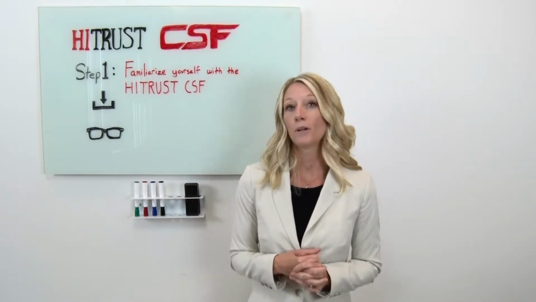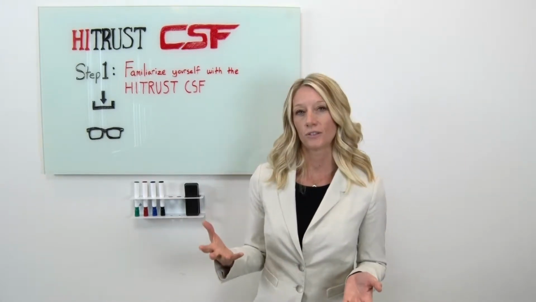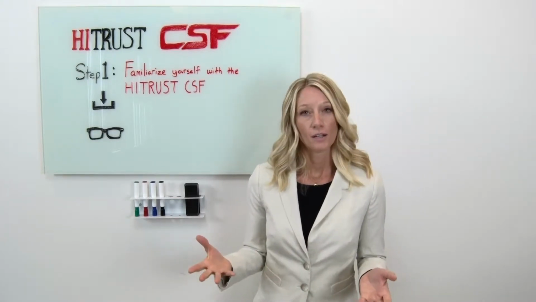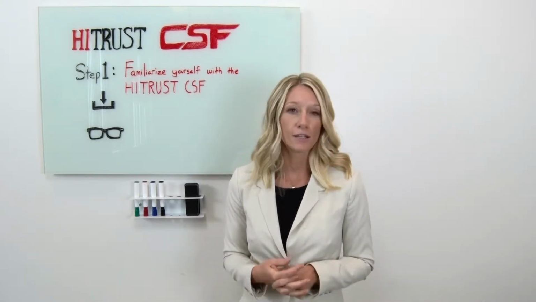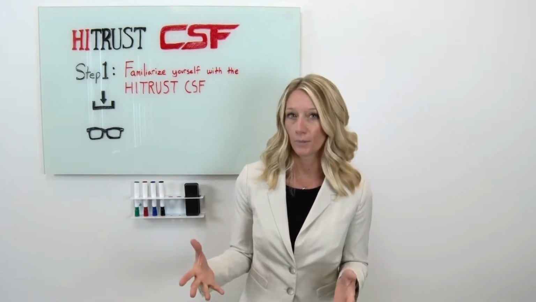So we're starting with step number 1. Step number 1 is to familiarize yourself with the HITRUST CSF. How you do that is you go to their website and you download it. Some of you may not know it's free to download as long as you're a qualified organization. And reading it and understanding it can be kind of tedious. It is about a 586-page document.